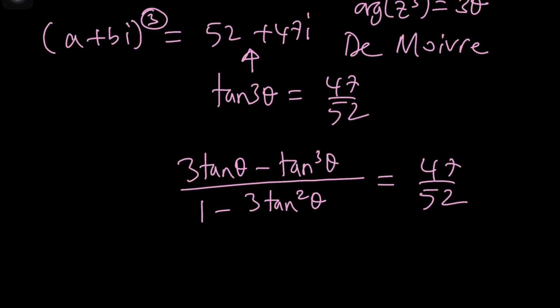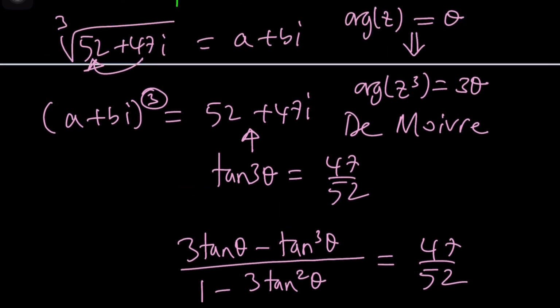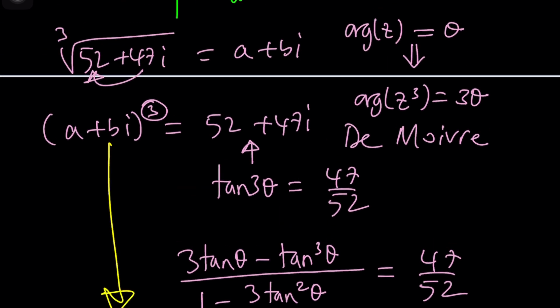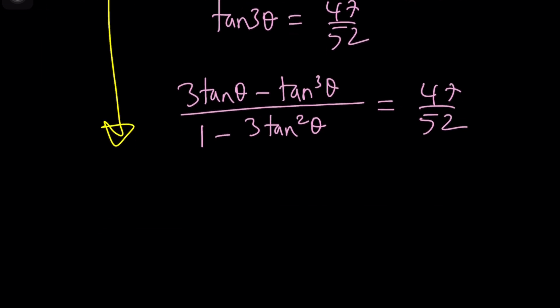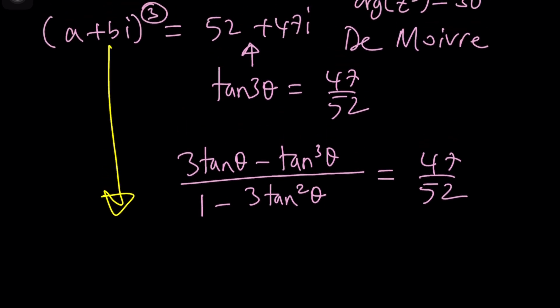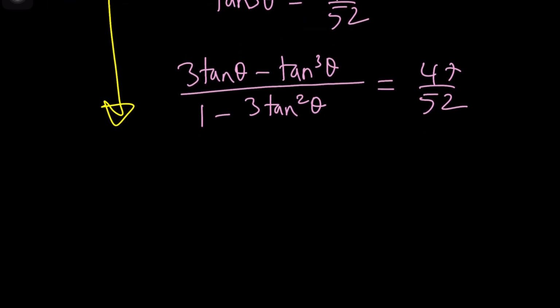Of course, we can approach that cubic equation from a different angle. I'm going to show you a slightly different approach. Why don't we just cube a plus bi and set it equal to 52 plus 47i? Because from there, we should be able to find a and b directly, right? Well, hopefully. I don't know. Let's find out. So let's go ahead and cube it. When you cube it, you're going to use the binomial theorem. To keep a long story short, I'll give it to you for free, okay? You don't have to pay for it.